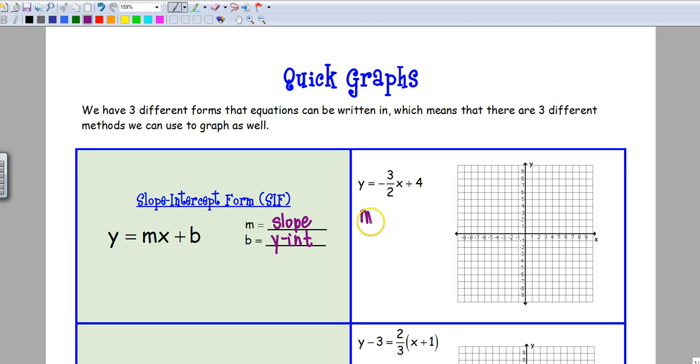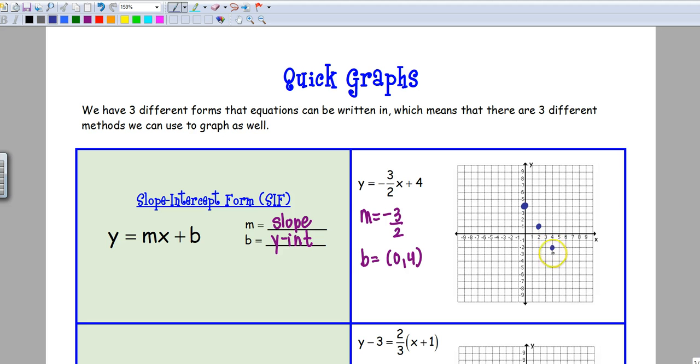So here in this equation, you have a slope of -3/2 and you have a y-intercept of (0, 4). So always start with your y-intercept. You're going to go up to (0, 4). And then we'll just use this slope of -3/2. That means we're going down 3 and to the right 2.